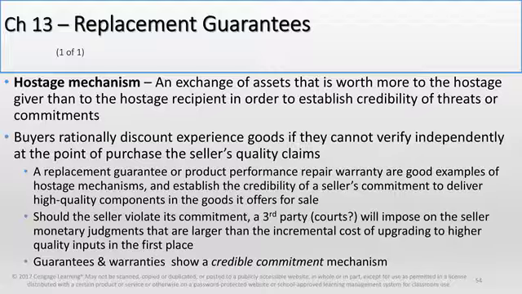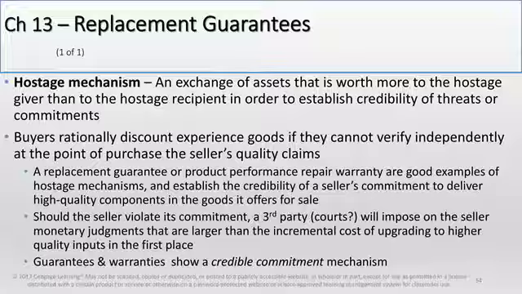Credible commitment in experience goods. Key concepts: the challenge of experience goods. Experience goods are goods whose quality cannot be verified before purchase, like used cars and electronics. Rational buyers discount sellers' claims unless a credible mechanism assures quality. A hostage mechanism as credible commitment: sellers offer guarantees and warranties to signal product quality.